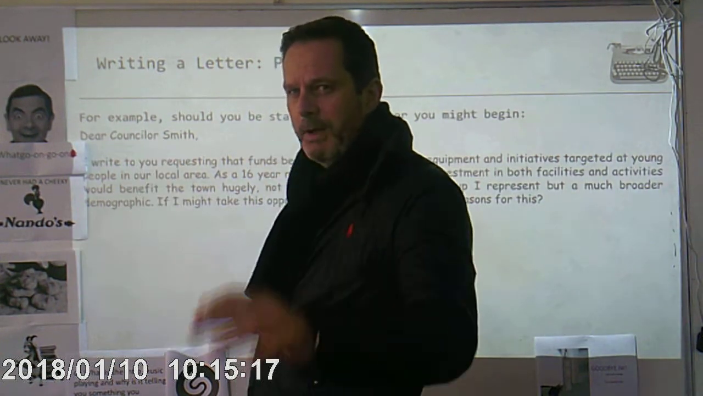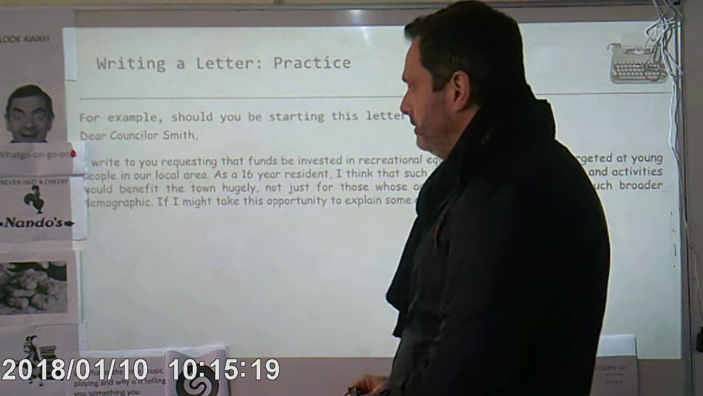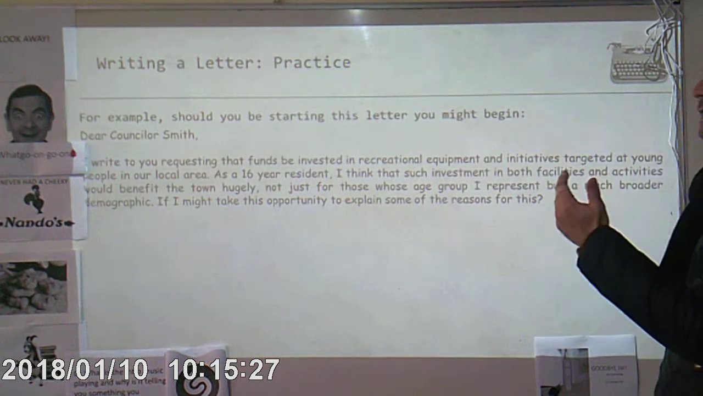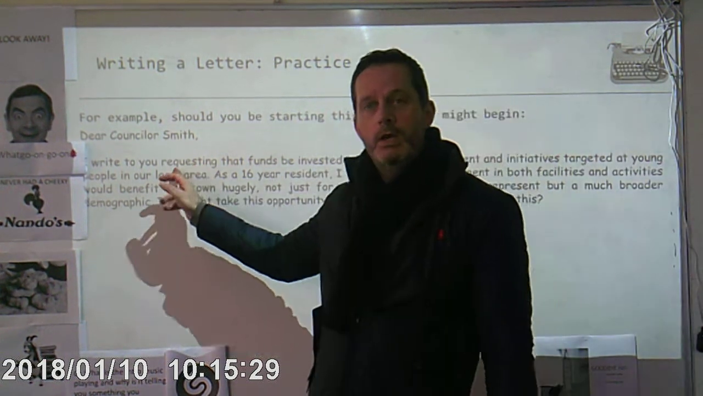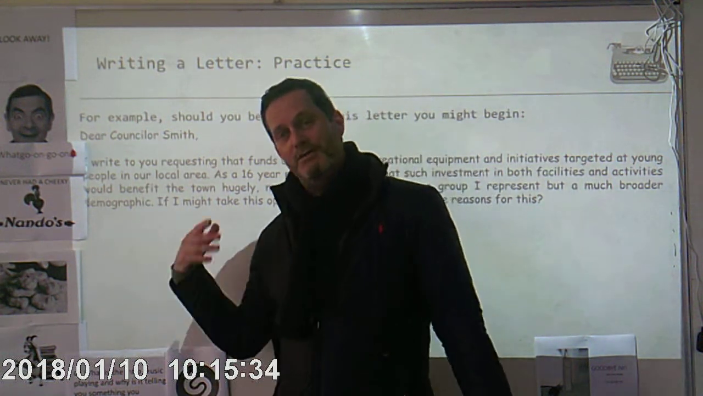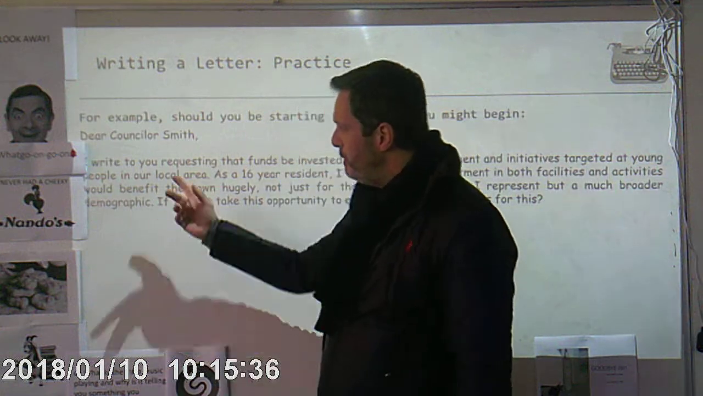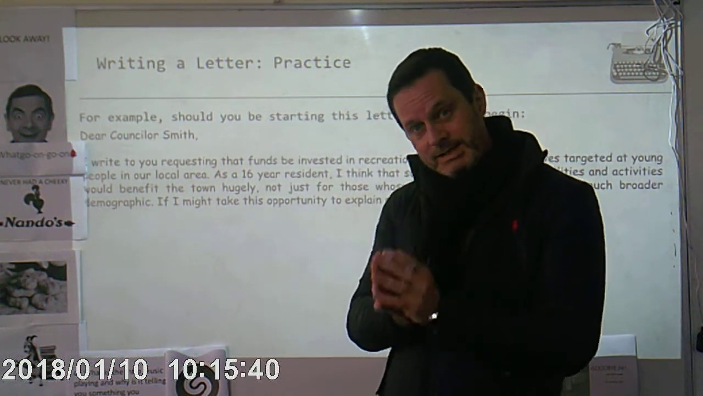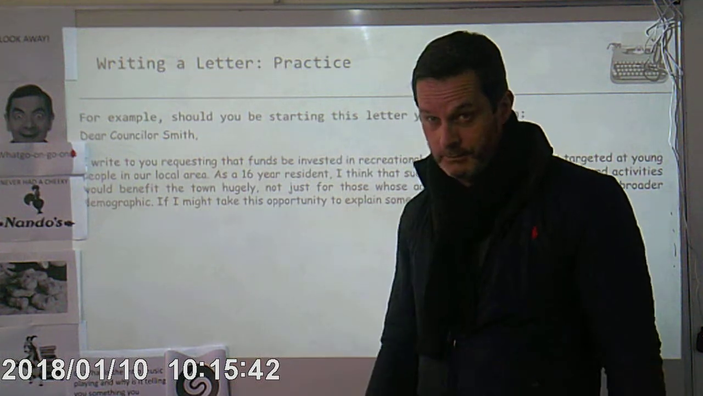there is actually, by the way, I know it looks a bit odd, but there's this sort of thing about, is it double R, double L, or single L? Okay. I write to you requesting that funds be invested in recreational equipment and initiatives targeted at young people in our local area. Very, very quickly, I've got to the point. If you are a busy person, this might be slightly different if you're writing it to a friend, but if you're a busy person, you want clarity straight away. What is this letter about? What are they asking for?